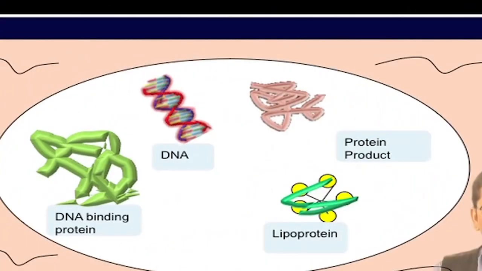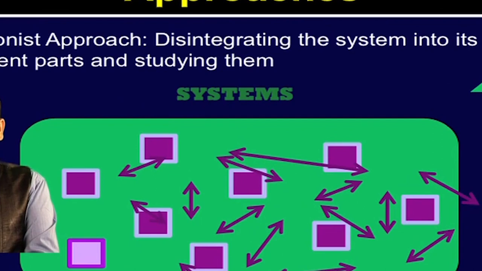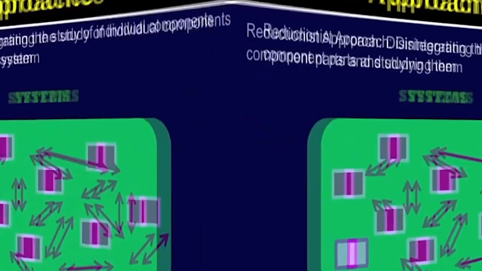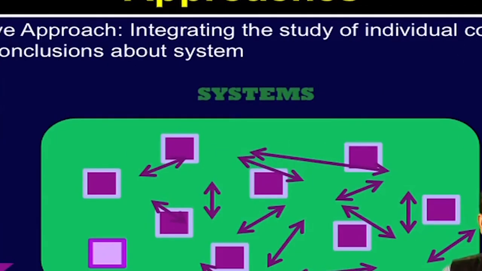Studying systems biology is very challenging. Systems biology and biological network modeling aim to understand the system's structure and function for better understanding of system properties like its robustness, as well as its use for prediction of the system's behavior in response to perturbations. The reductionist approach involves disintegrating the system into its components and studying them, whereas the integrative approach involves integrating the study of individual components to form conclusions about the system.